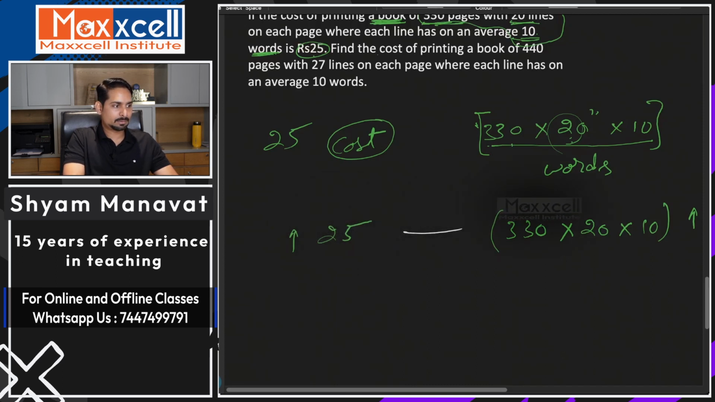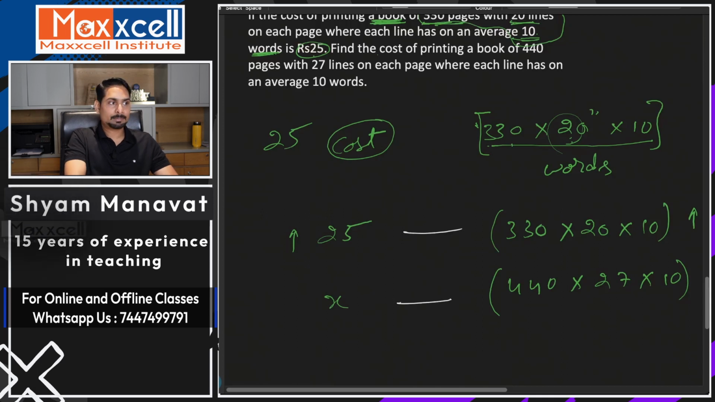We need to find out the cost. Let's say X. Printing of a book having 440 pages, each page having 27 lines, each line where you can write 10 words. Okay, so this is what you have to print. You need to find the cost for this.